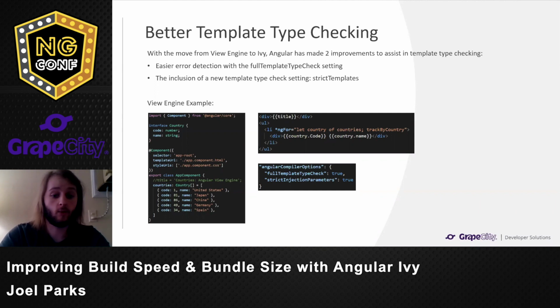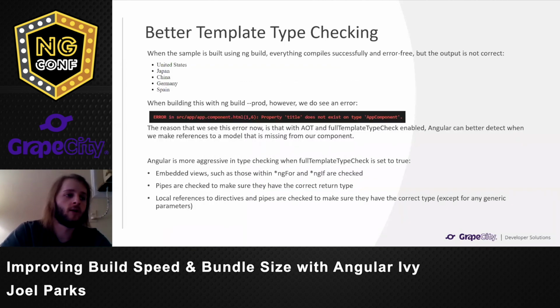Now, once this is done, we'll run an ng build, and everything will compile successfully, and we'll even get some output here. But there will be some issues. So as you can see here, this list is the output of our application. It's missing both the country codes as well as the title that we wanted to include above it.